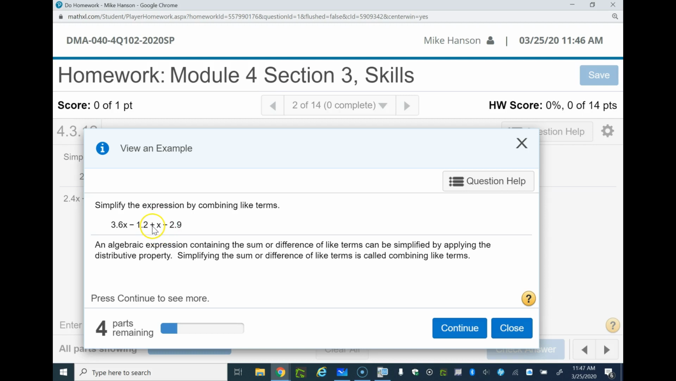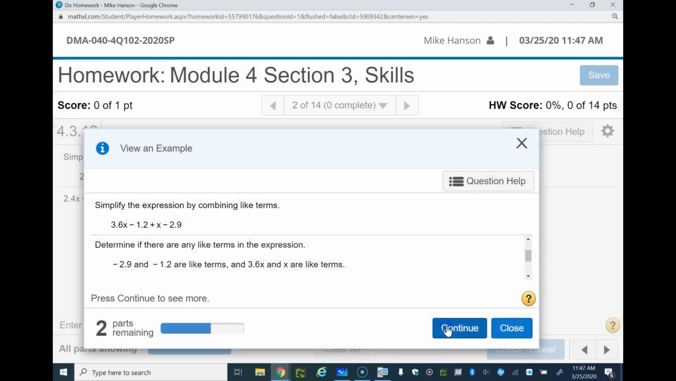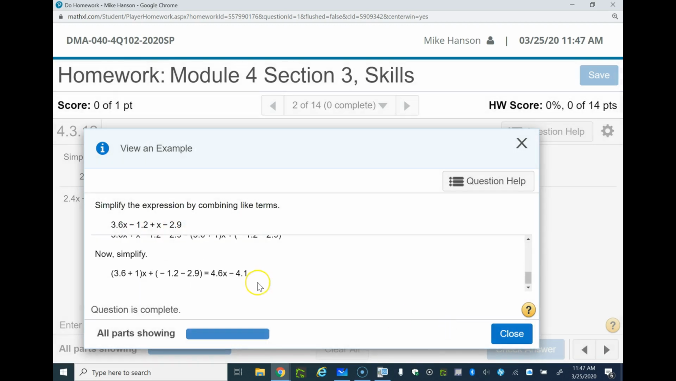Whatever the second part in the like terms is, this is what you're actually going to be doing. So in your calculator it's negative 1.2 minus 2.9, and then we add those two together and we get this at the end. So when we add it, we get 4.6x. So when we add this one and the one together, and then we subtract these two, we get this together.